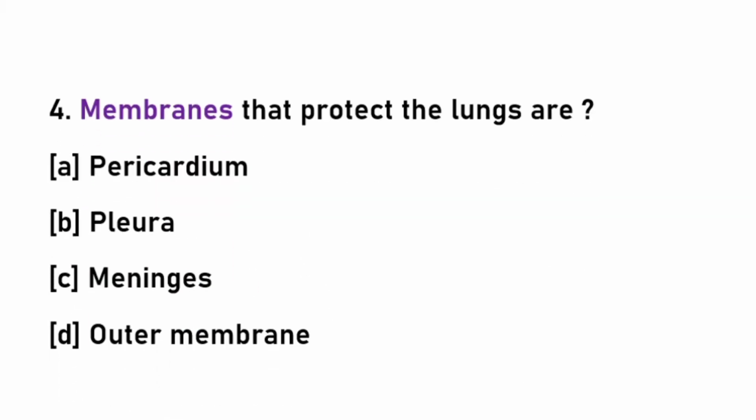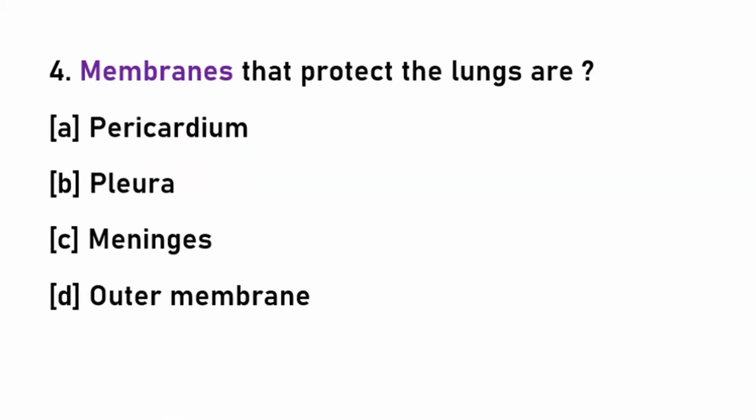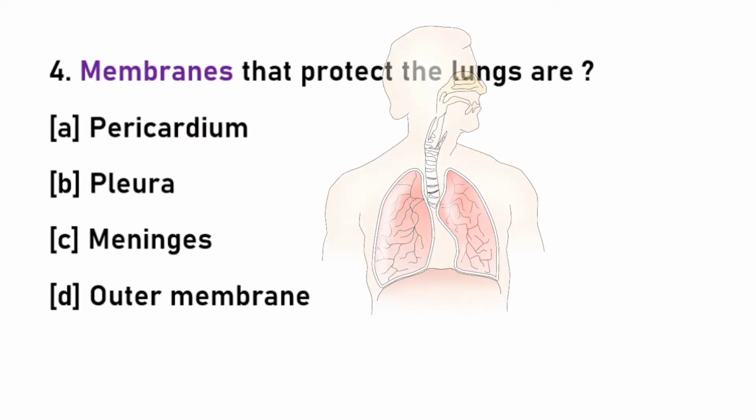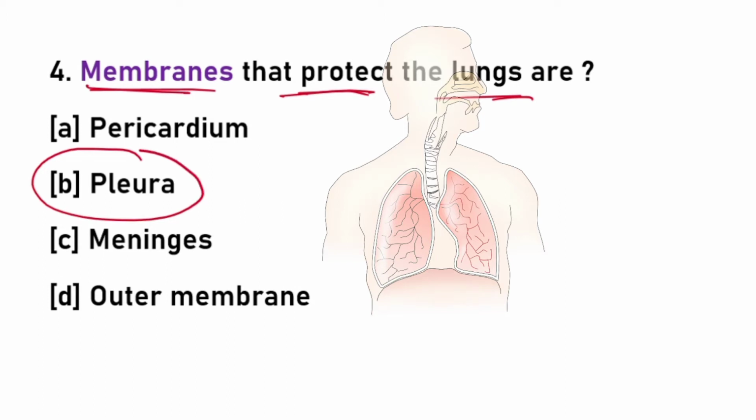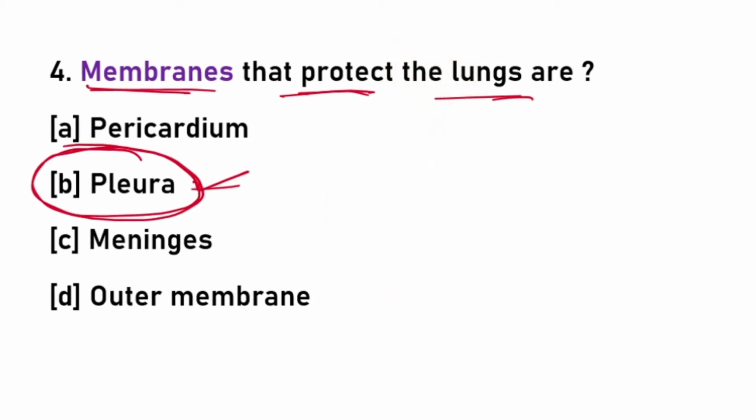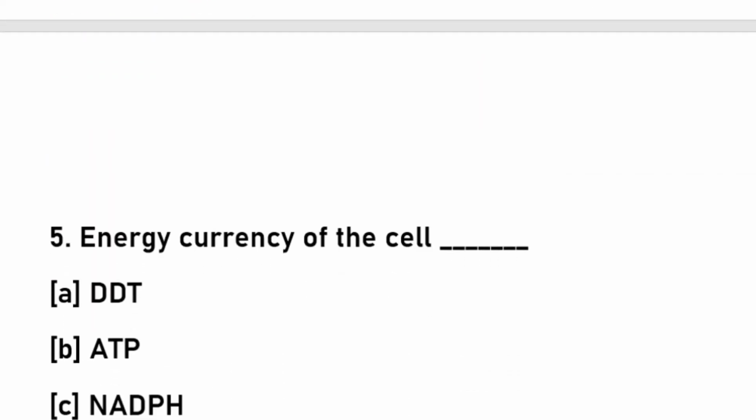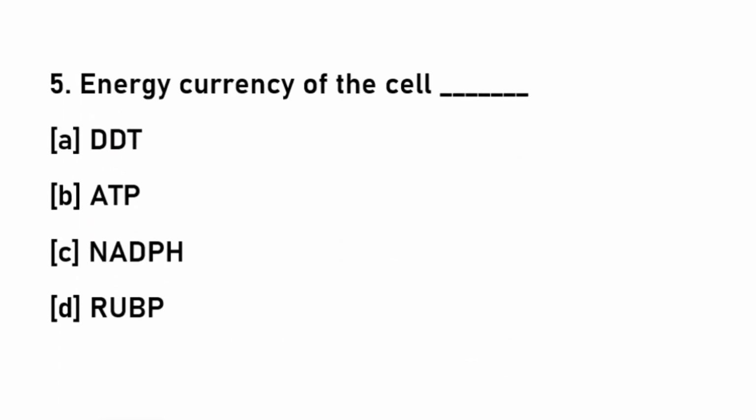Next question. Membrane protecting the lungs. Pleura. Pleura is the membrane surrounding the lungs. Next question. Energy currency of the cell. Energy currency of the cell is ATP.